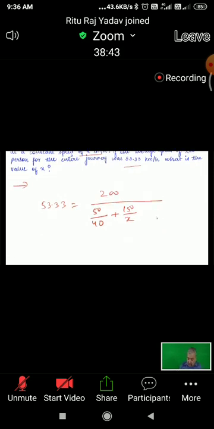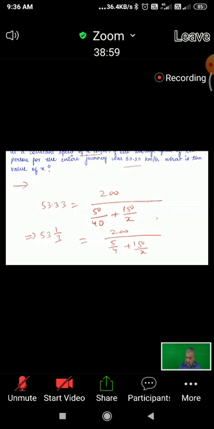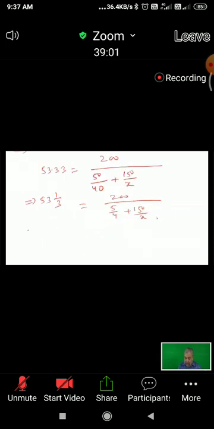Now here you have to calculate 53.33. You can write 53 1 by 3, and this is 200 by 5 by 4 plus 150 by x. Now you calculate 53 1/3, how much? The 159 plus 1, 160 by 3.